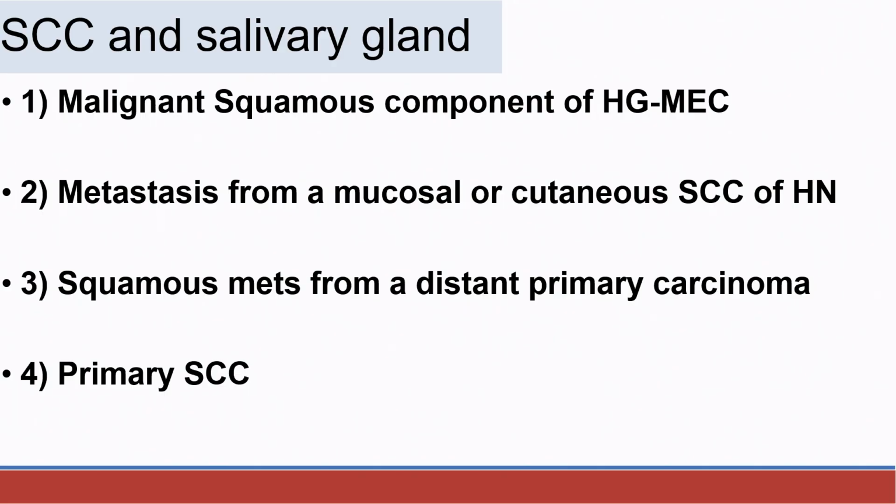Usually, when we have a squamous cell component, we have to think in this order. Firstly, that this might be a malignant squamous component of a high-grade MEC, and look for even a focal mucinous cell component. Then metastasis from a mucosal or cutaneous squamous cell carcinoma in the head and neck, or a squamous metastasis from a distant primary carcinoma. And then, as a last diagnosis, a diagnosis of exclusion, a primary squamous cell carcinoma of the salivary gland, which is really a very rare entity.